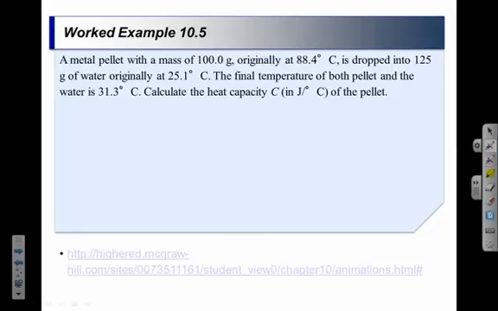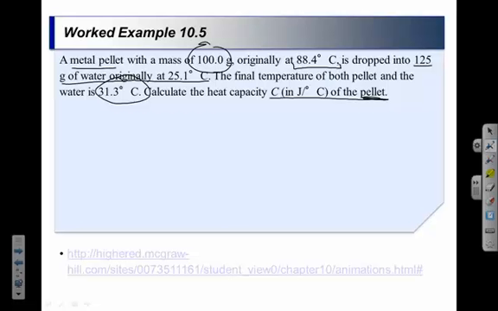So here's an example. I've got a pellet. I know its mass. It's originally at some temperature. I'm going to drop it into 125 grams of water. That starts at basically room temperature. And I measure the final temperature. I want to know, what is the heat capacity of the pellet?